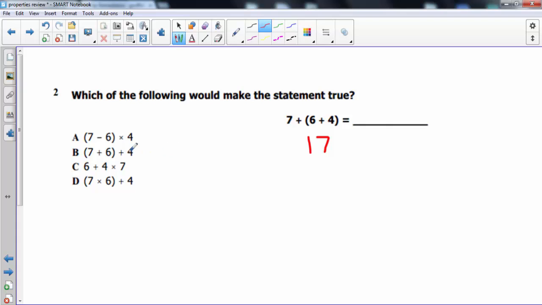numbers grouped together. And I immediately see here 7 plus 6 plus 4, same numbers, same order, same operation. We just changed the grouping from being the 6 and the 4 grouped together to the 7 and the 6 grouped together. So this is going to be the only correct answer. All of the rest of these are going to give you a different amount than 17.